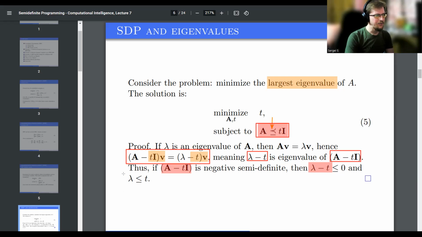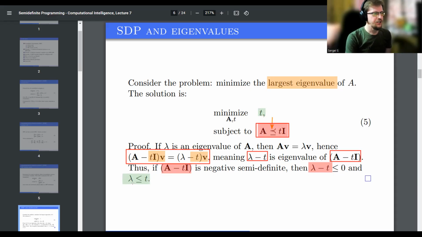Therefore, lambda is less than or equal to T. And what we do here is we minimize T. So we minimize T, and lambda is less than T. So if we minimize T, of course, we minimize lambda as well, because lambda is less. So you see this chain of arguments leads us to the fact that we minimize the largest eigenvalue of A.